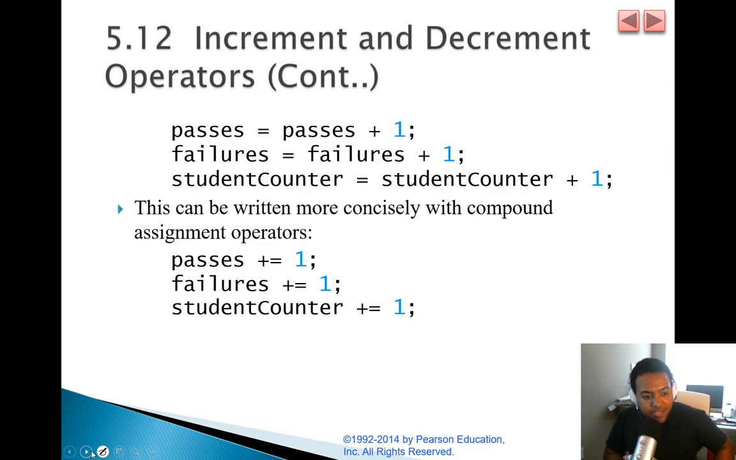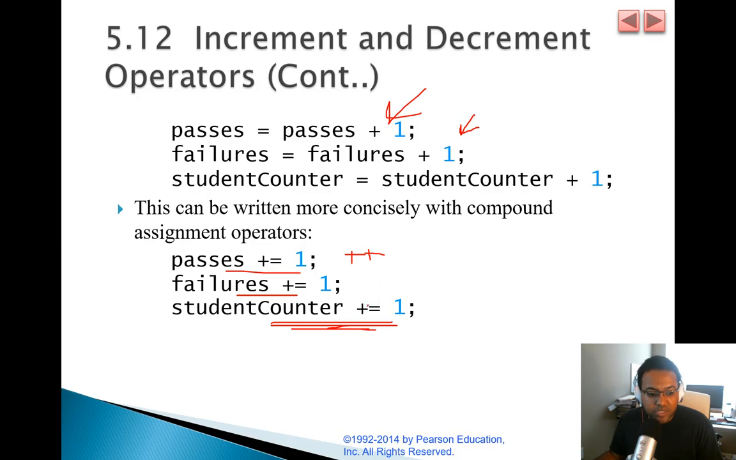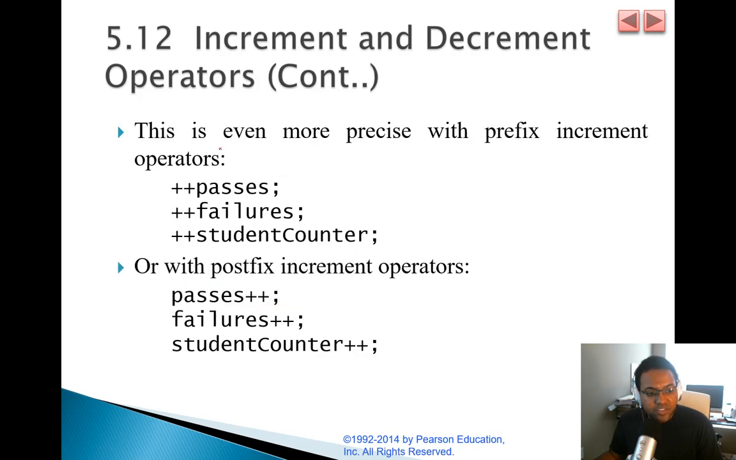So passes equals passes plus 1, failures equals failures plus 1, and we've talked about that. I brought it up already, but passes plus equals 1, failures plus equals 1, student counter plus equals 1, and this is redundant. I wouldn't have done that because plus equals 1 is the same as plus plus, right? Saying 1 is redundant. Using this compound operator for 1 is the same as saying studentCounter++. So just say plus plus. This is even more precise with prefix or postfix increment operators.